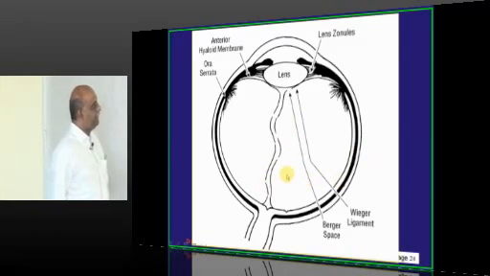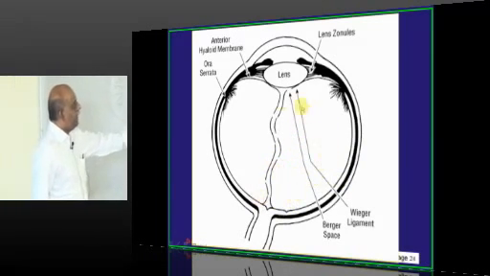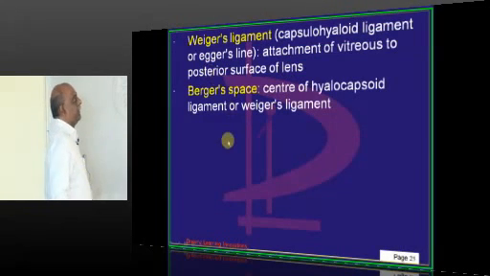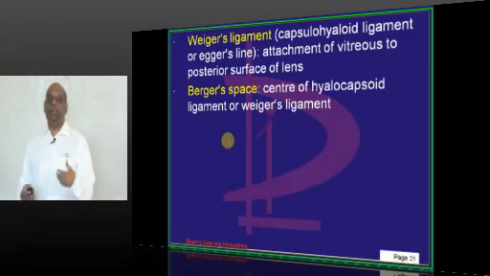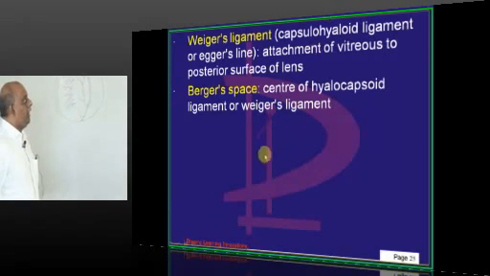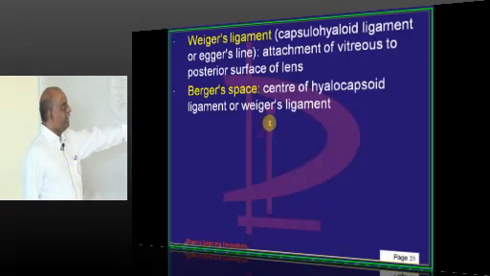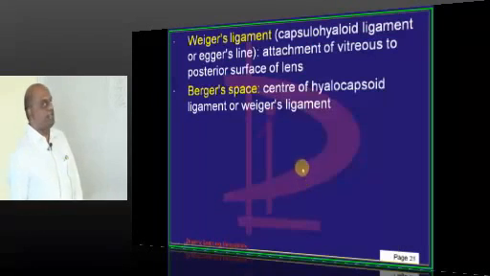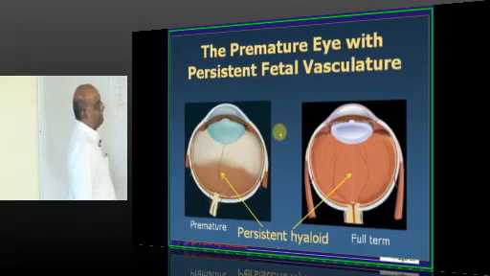Once more you can see here, if you look at the vitreous, the point of its attachment is basically what? The Wieger's ligament along the posterior aspect of the lens, and this is the place where you have the Berger space. So, what is Berger space? You have a hyalocapsular ligament or the Wieger's ligament. The central part of that Wieger's ligament has got a space which is called Berger space, is what you need to appreciate.